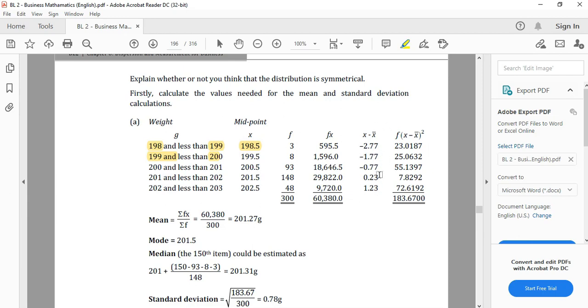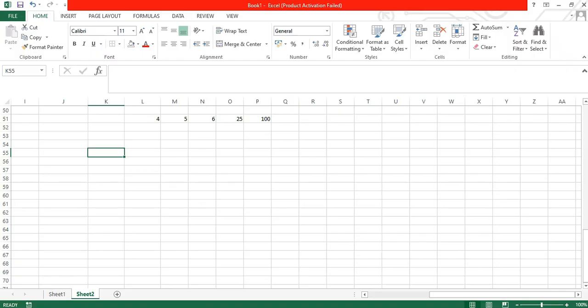Likewise, they took this data value. But after that, they multiplied this minus 2.77 by what? They squared it first of all, by multiplying it by itself. So I will show what they did for minus 2.77. So basically we have minus 2.77.